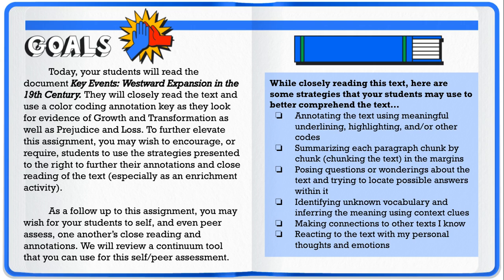Today, your students will read the document Key Events Westward Expansion in the 19th Century. They will closely read the text and use a color coding annotation key as they look for evidence of growth and transformation as well as prejudice and loss. To further elevate this assignment, you may wish to encourage or require students to use the strategies presented to the right to further their annotations and close reading of the text, especially as an enrichment activity.